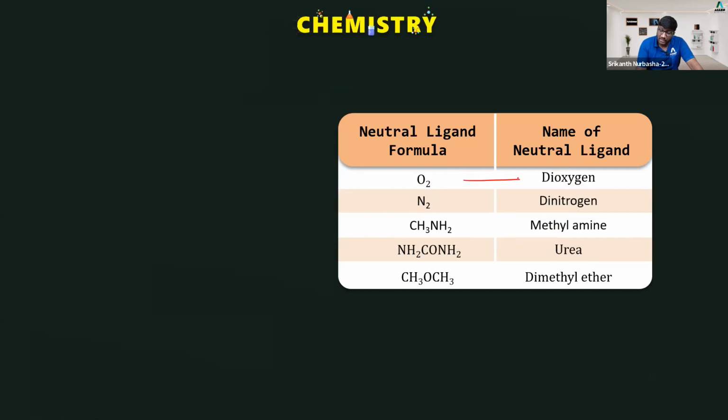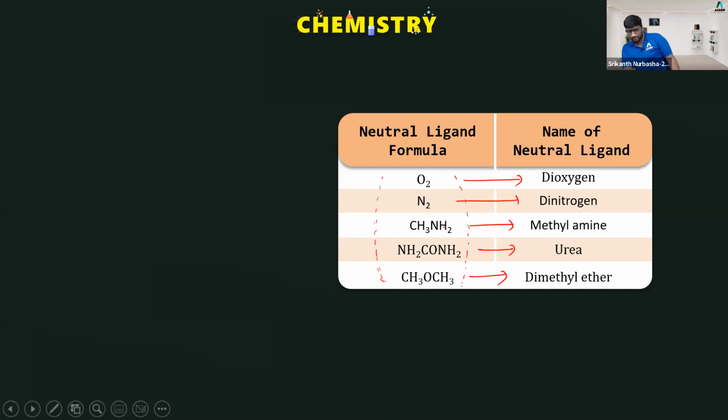The next set, neutral ligands. O2 dioxygen, N2 dinitrogen, CH3NH2 methylamine, NH2CONH2 urea, CH3OCH3 is dimethyl ether. And of course, we will be studying very few complexes with these types of ligands, but still they also have the tendency to donate their electron pairs, ultimately forming complexes. These are all the neutral ligands. Done?